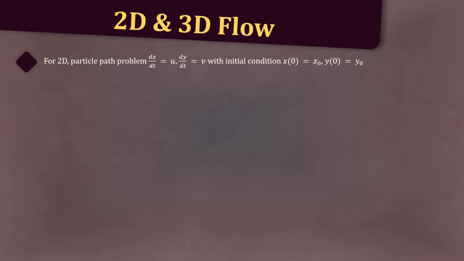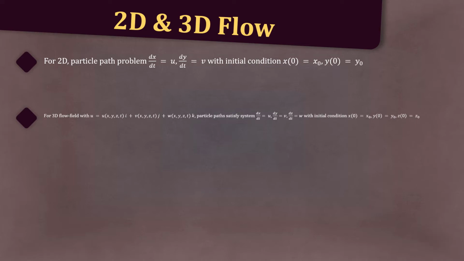Next, let's discuss 2D and 3D flow. For 2D, the particle path problem is dx over dt is equal to u, dy over dt is equal to v, with some initial conditions x of 0 is equal to x naught, y of 0 is equal to y naught.